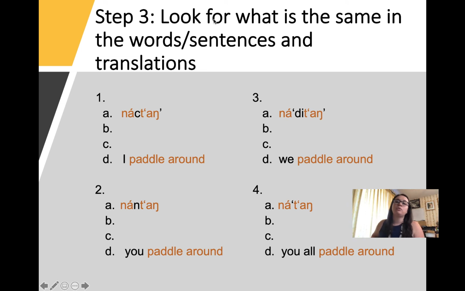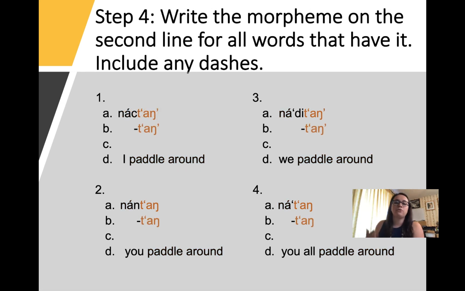Step 3, look for what is the same in the words or sentences and translations. If I'm using words here and looking at these words, what is the same across all of them? We find these 2 segments here, na and tang, as well as the meaning paddle around across all 4 examples.